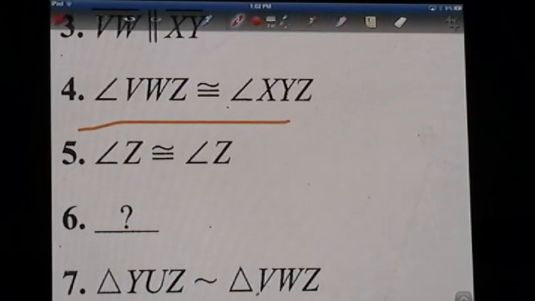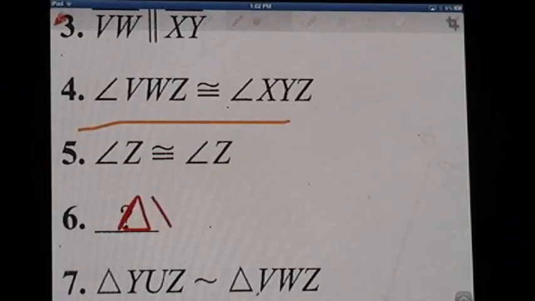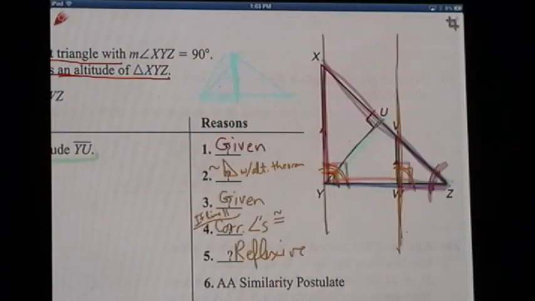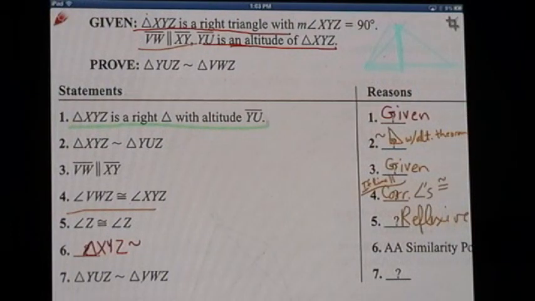Okay. Triangle XYZ is similar to triangle VWZ by the angle-angle similarity postulate.